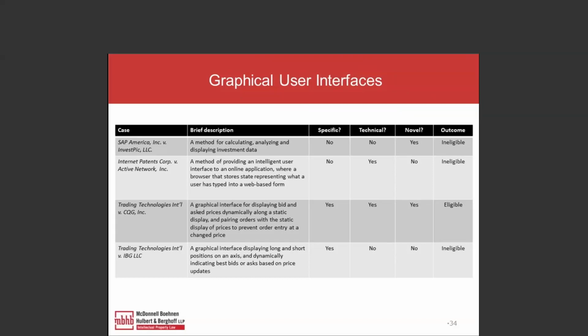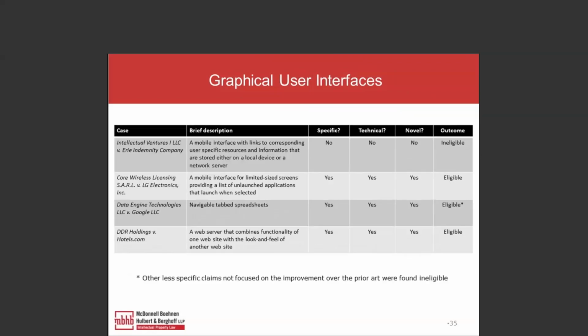On the other hand, we had the Trading Technologies case. Actually, this is the first of 3, but this particular Trading Technologies case had a very strong technical factor. It was also specific and novel. It was found to be eligible. The other Trading Technologies cases didn't go so well. Looking at a couple more, Core Wireless, a mobile user interface for limited size screens, for very small mobile phone-based screens. It was specific, it was technical, it was novel, it was also eligible.